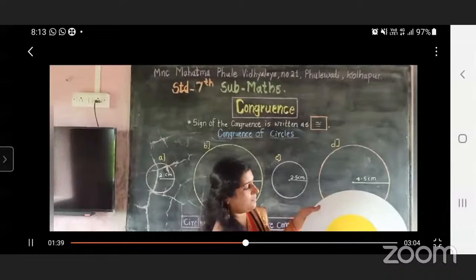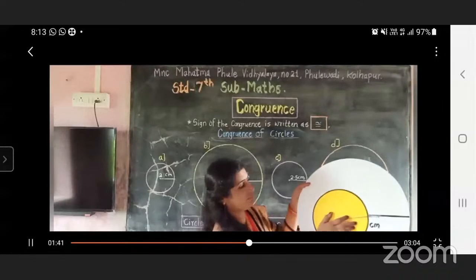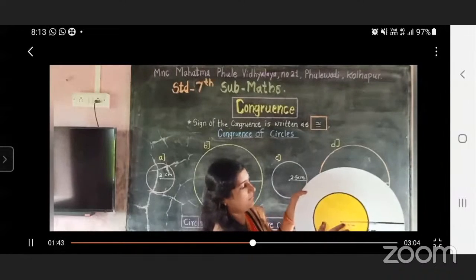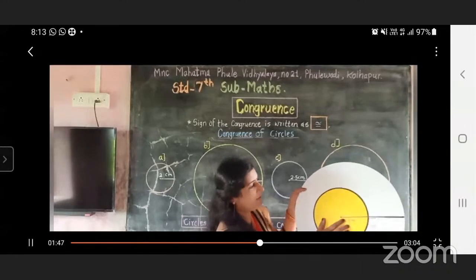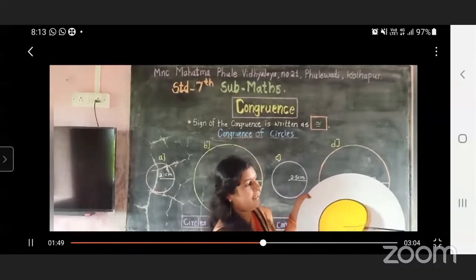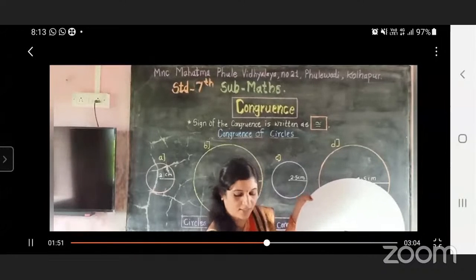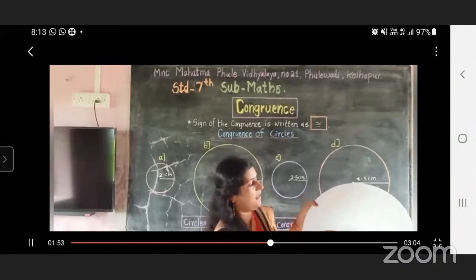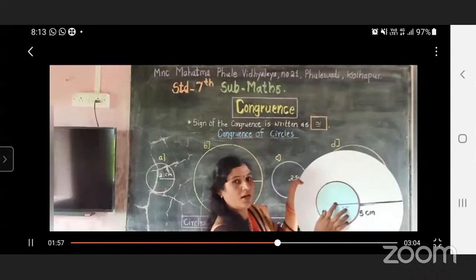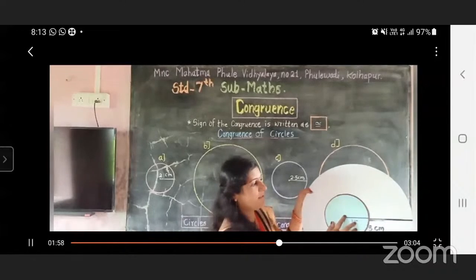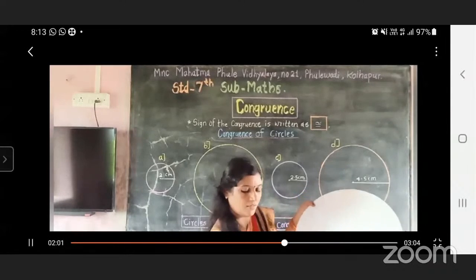First, take the 4.5 centimeter disc and put the 2.5 centimeter disc on it. These are not matched exactly; they do not perfectly coincide with each other. Then take another disc with a 2 centimeter radius and place it on the other. These are also not matched properly and do not coincide with each other.